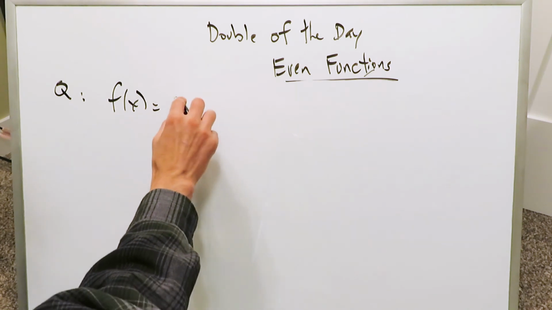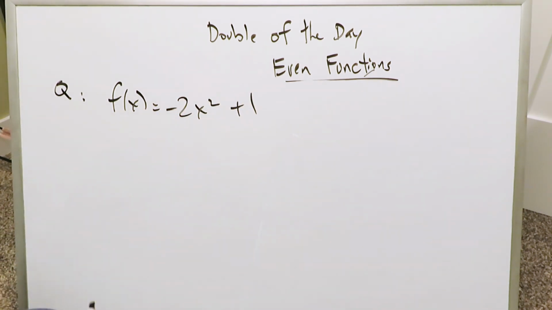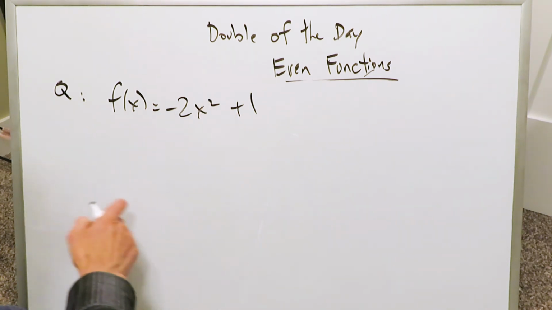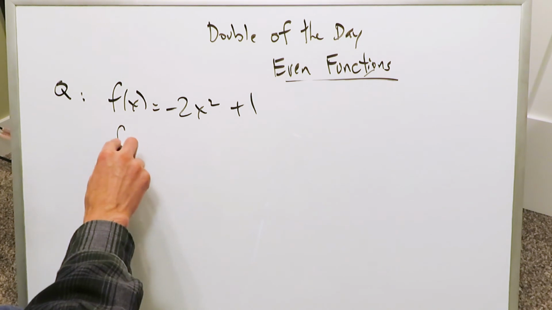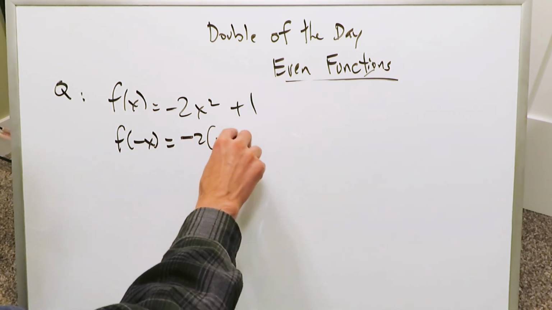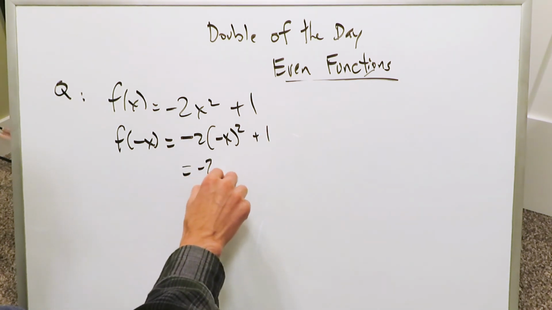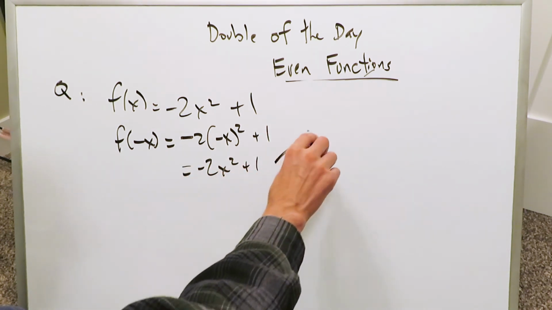How about this? f of x is equal to minus 2x squared plus 1. Is this an even function or not? Generally, parabolic functions are even functions, and you would find that to be the case. If you put in f of minus x, you'll have minus 2 times minus x, whole squared, plus 1. When you do the simplification, you still end up with minus 2x squared plus 1. So it does check out.